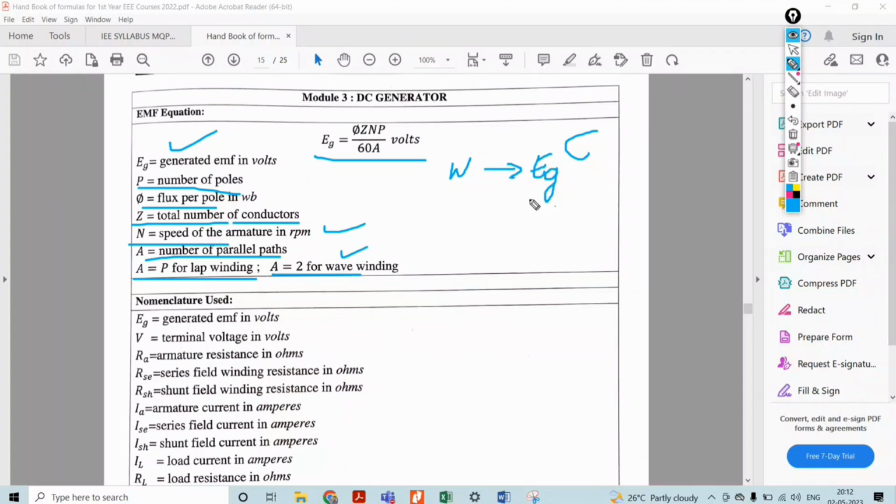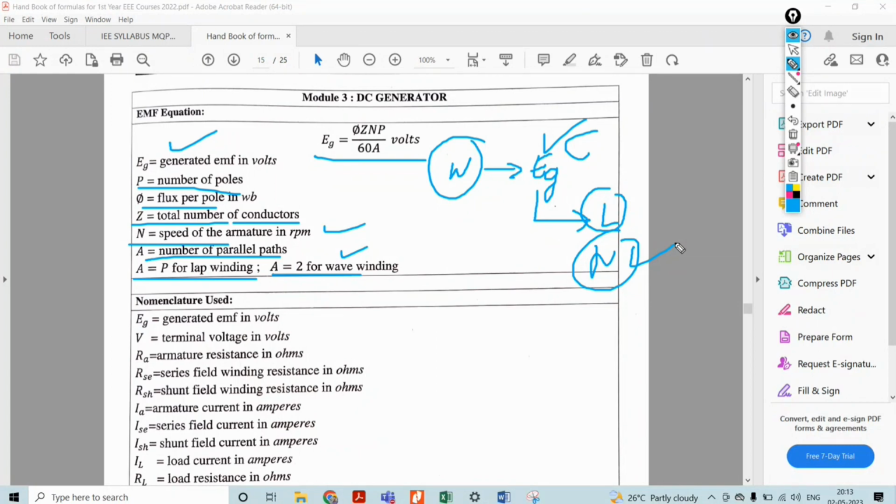Then you are going to make the evaluation of generated EMF. If the same voltage is to be there, if it is connected in lap, what is the speed? They will ask such type of numerical. First, you have to make the evaluation of generated EMF for the same voltage if it is connected in lap. What is the speed of the armature? Like that, they will ask numericals.